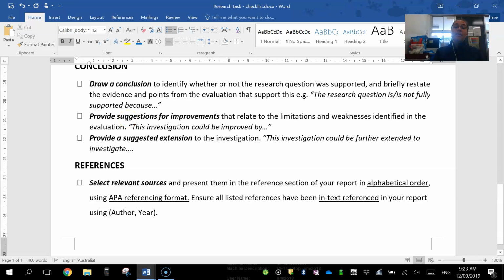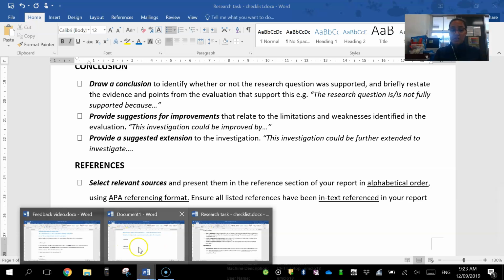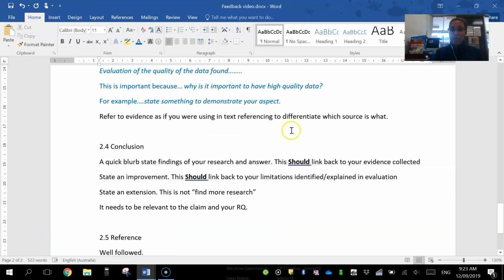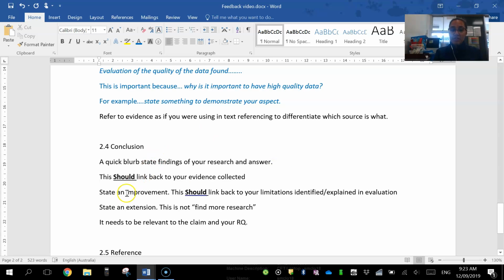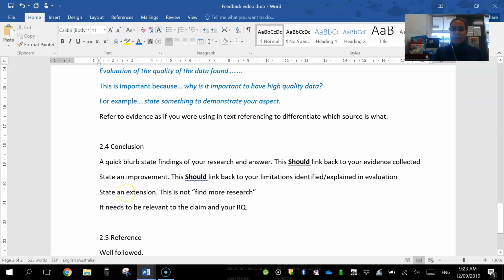So draw a conclusion. We want to make sure that you are saying the researcher's question is stated, supported because, and then do a brief summary of the evidence that you collected to do so. So I think I've got that written here. Yep, a quick blurb of your research and answer. It should link back to the evidence you collected. So that's one thing. State your improvement. Oh wait, that's why I did it that way. This should link back to the limitations identified and explained in your evaluation.